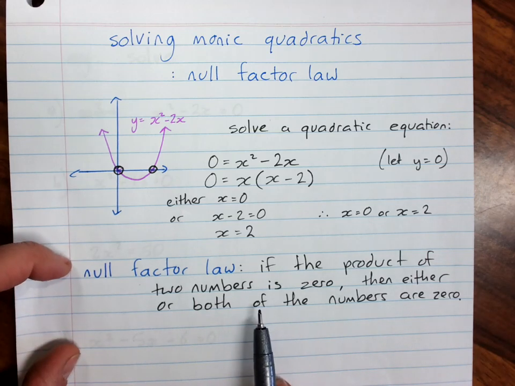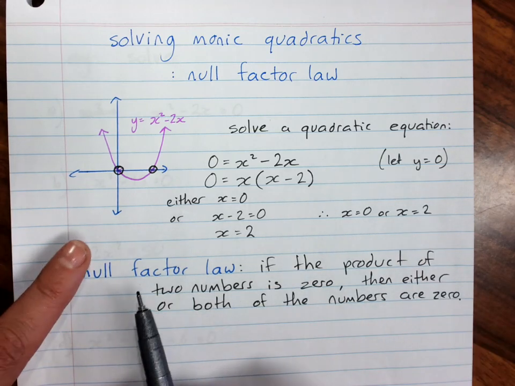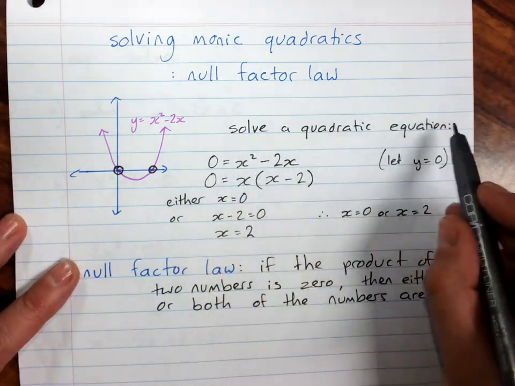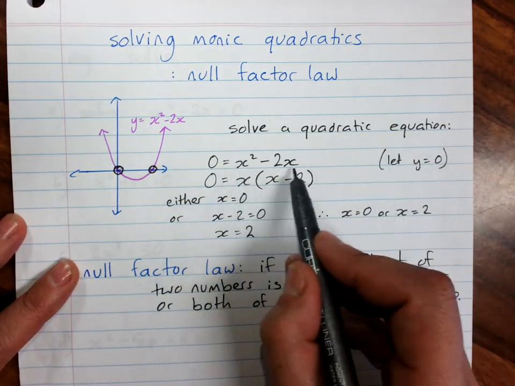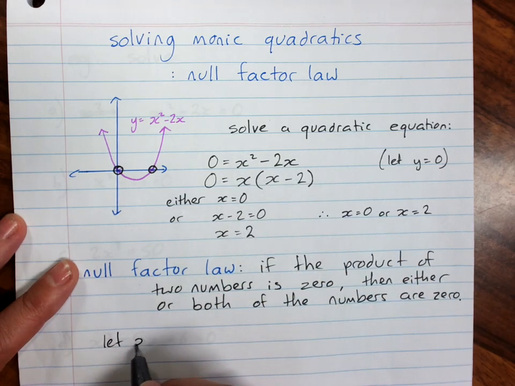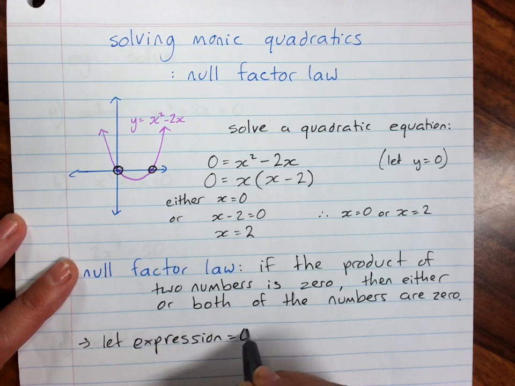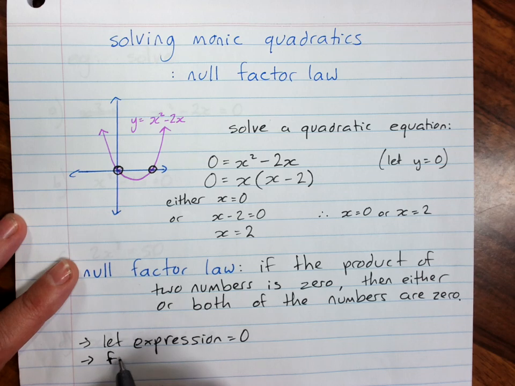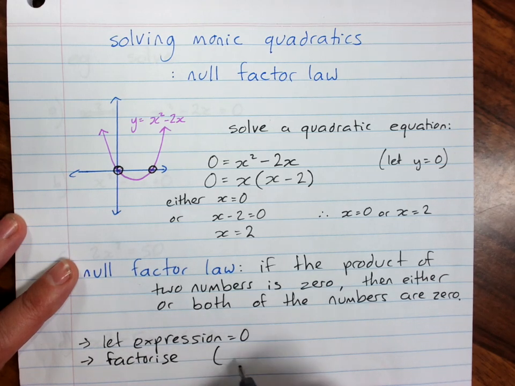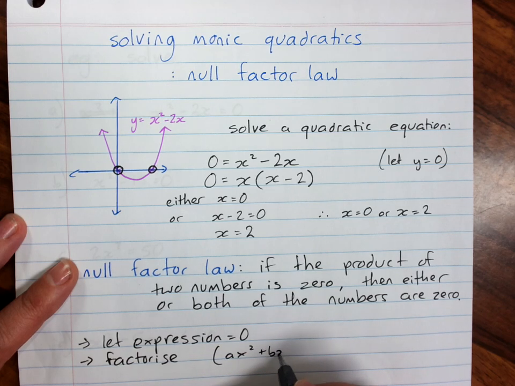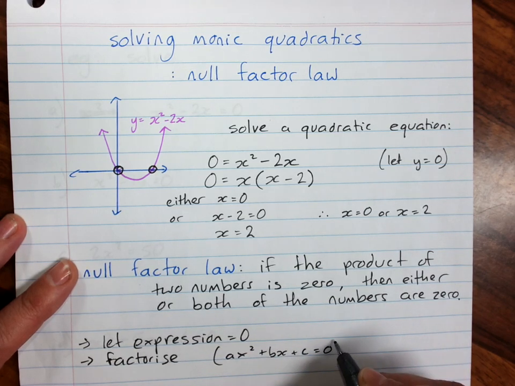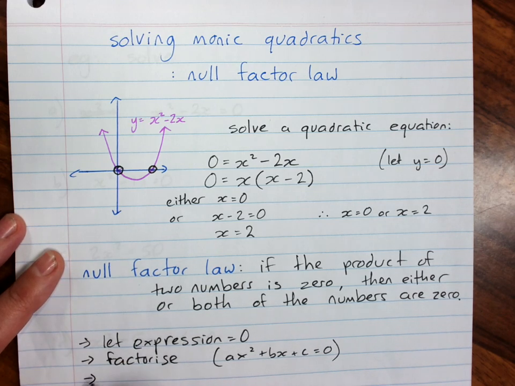So the null factor law, we use this when we're asked to solve. We let y equal 0, or let the expression equal 0. Factorize. Now you would have to move it into the general form, ax squared plus bx plus c equals 0 first, then factorize. Use null factor law.